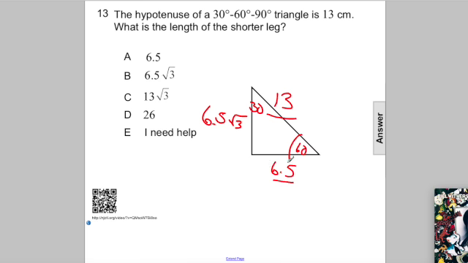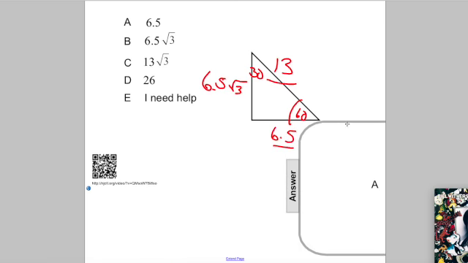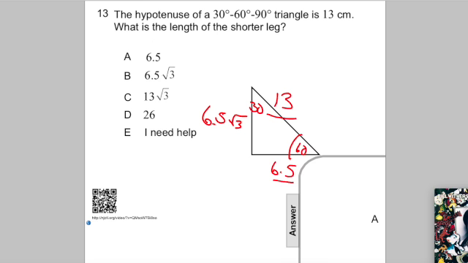But the shorter leg: this is the longest side, but of the two here, this is the longer leg, and this is the shorter leg. So the answer should be A. If I'm reading that question correctly, the answer should be A, and it is. If it said something like the middle leg or the longer leg, then you would put 6.5 radical 3. All right, so let me bring the question up to view so you can see it.